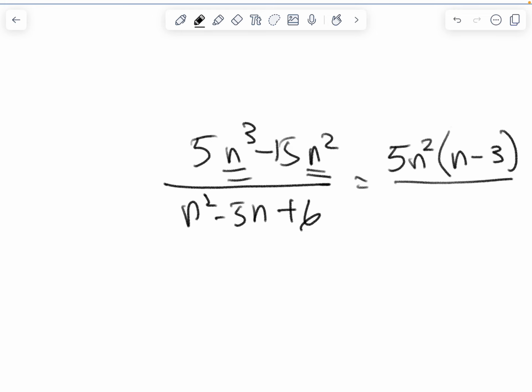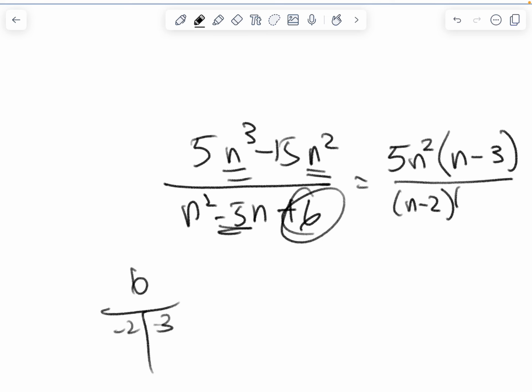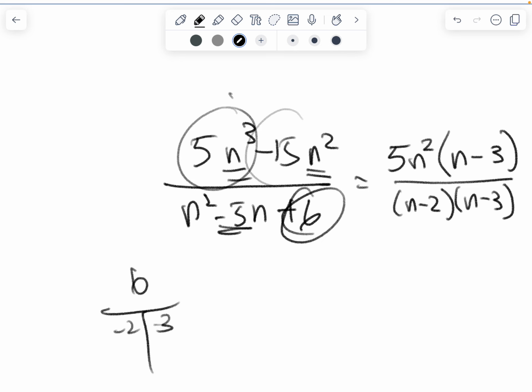On the bottom, here's how we're going to do these. So 6, we're looking for numbers that multiply to be 6 that add to be negative 5. Negative 2, negative 3 are going to be our best numbers for that. So now what we've done is instead of having a number minus a number, now it's a number times a number. Instead of 3 different numbers added and subtracted, it's 2 numbers being multiplied. N minus 2 is a number, n minus 3 is a number.